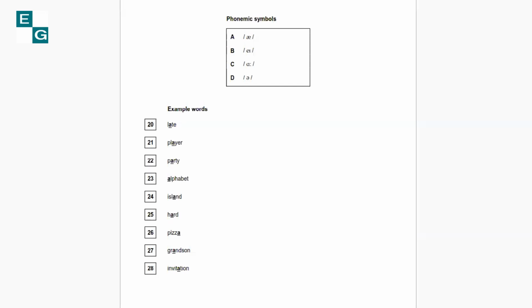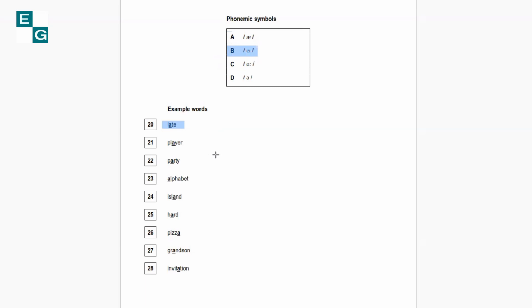First of all, I want to go ahead and check the sounds. This is A. Option B is A. Option C is A. And option D is the schwa sound. The first word is late. And as you could probably see and hear, I am making two sounds. So number 20 is option B, A for late.